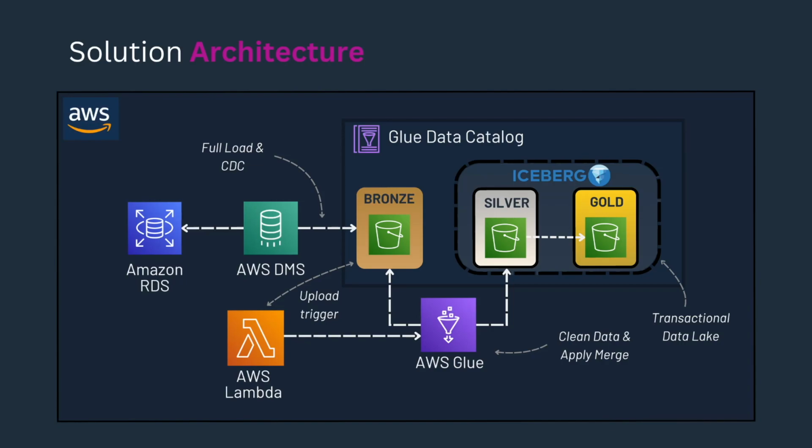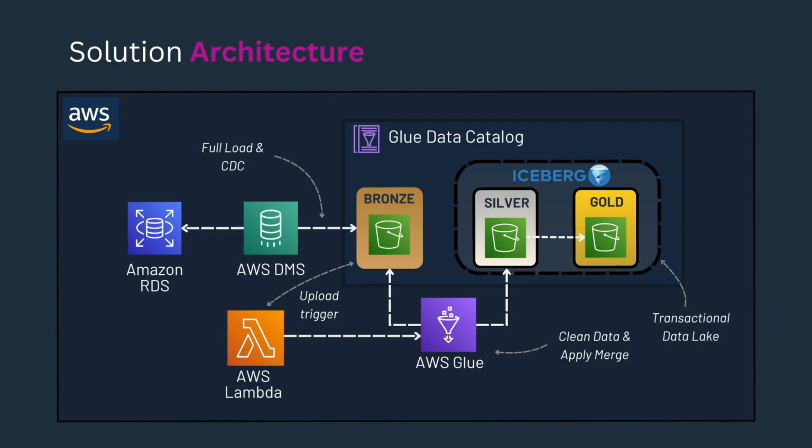And then typically we also have a gold bucket where we have all the aggregated and joint data stored inside that is typically used then by BI applications, by Amazon QuickSight or by Power BI, for example. And as you can see here, we are going to use Apache Iceberg as our open table format on top of our data in the silver and the gold bucket. And the reason for that is that this makes it relatively easy to apply this merge transformation of the change data capture feed into our silver bucket. And all of our data will be cataloged in the Glue Data Catalog.